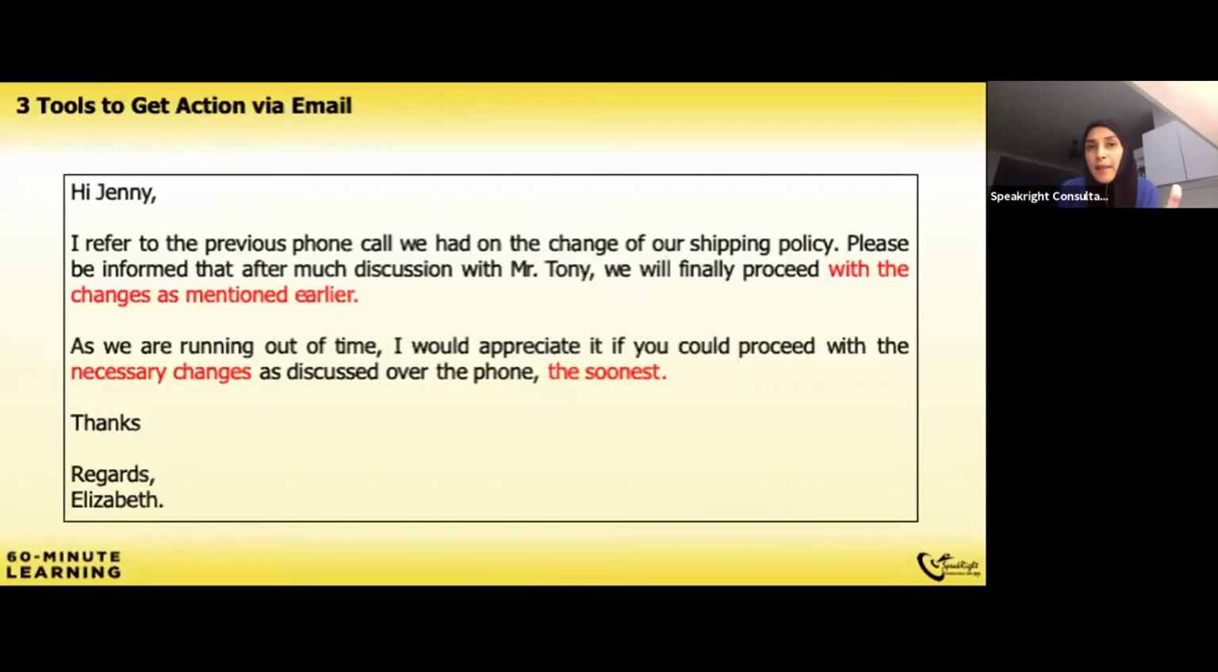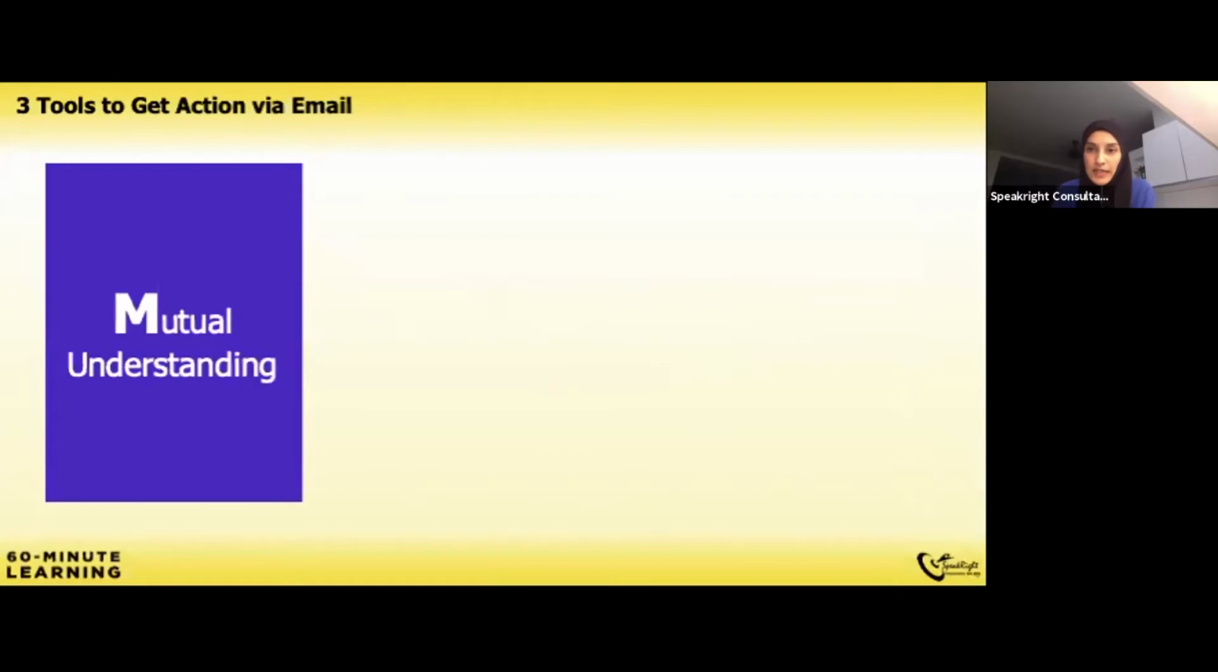So using the MAT method or the MAT technique, how can we get Jenny to respond in a way where we get the response that we want from her? Now, let's go to what I mentioned first. M, which is mutual understanding. Now, as a sender, we need to make sure that there is mutual understanding between us, the sender and the receiver. We need to make sure there is mutual understanding first between us, the sender, and the receiver.